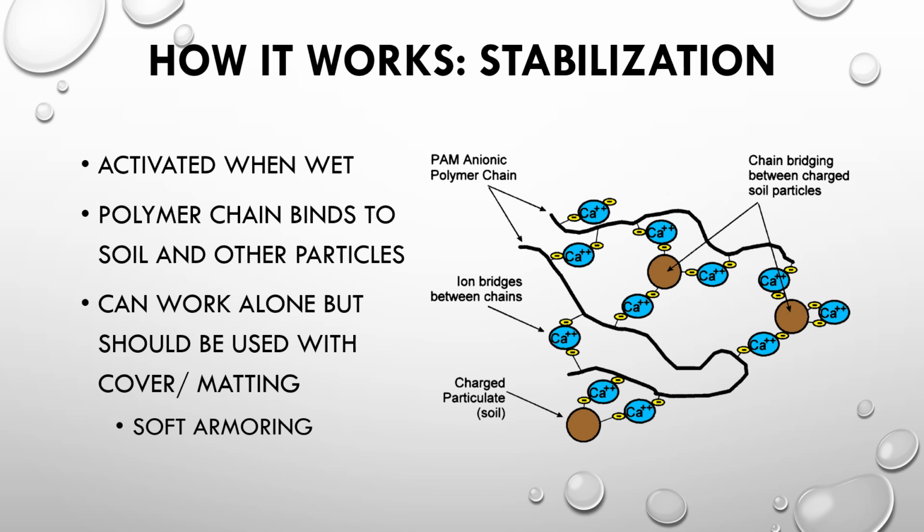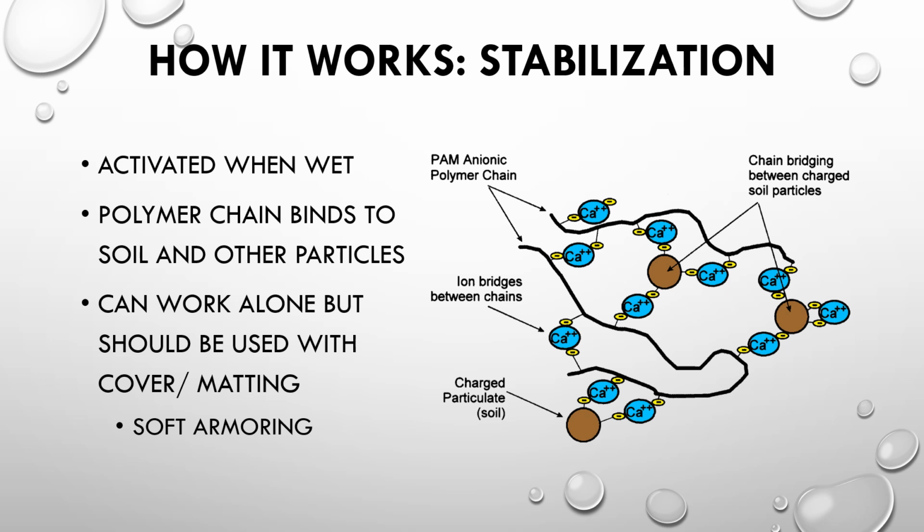Now, these materials can work alone, but we like to say that they should really always be used with some type of cover or matting. Most states, and I believe the federal CGP as well, often say that PAM should not be used to replace our existing BMPs. So it's really important to use the polymer specifically as an enhancement to make those BMPs work better when they're not able to function as well as they need to because of the difficult clays and soil types or steep slopes that we may be dealing with.